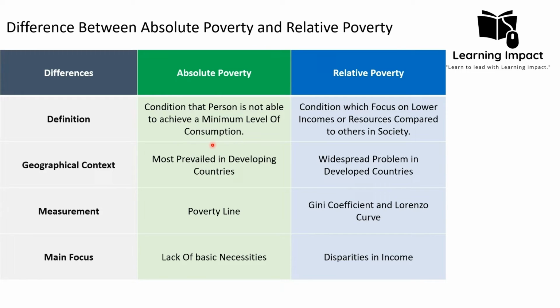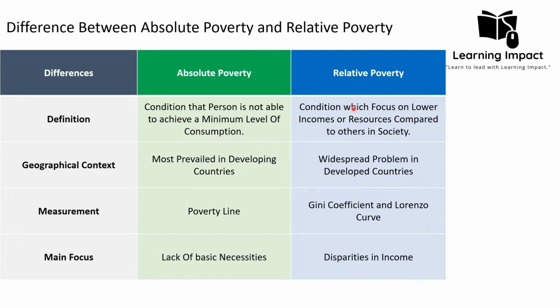So if he is not able to achieve a minimum level of consumption, he is not able to achieve a minimum level of resource utilization, which is required for his or her survival. It means this condition is called absolute poverty. So it indicates the total number of persons who are considered to be below the poverty line.